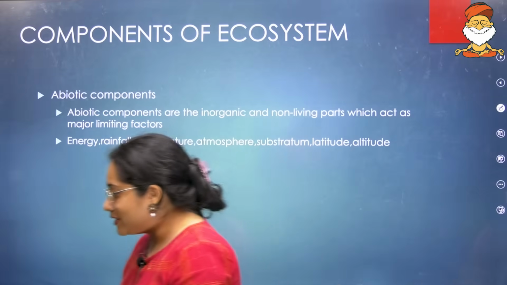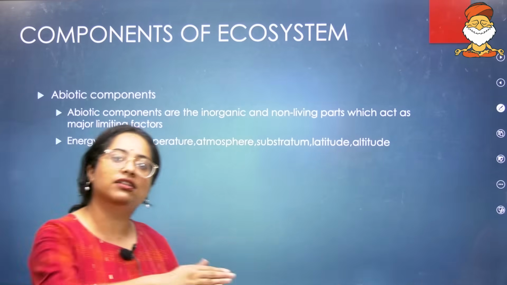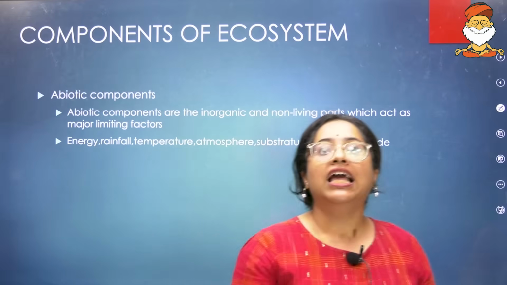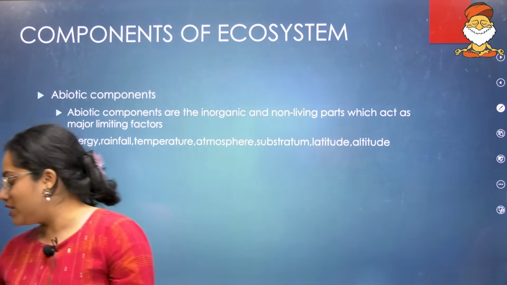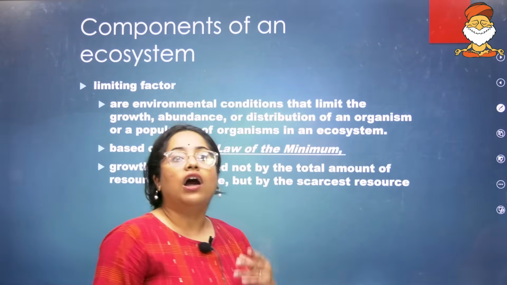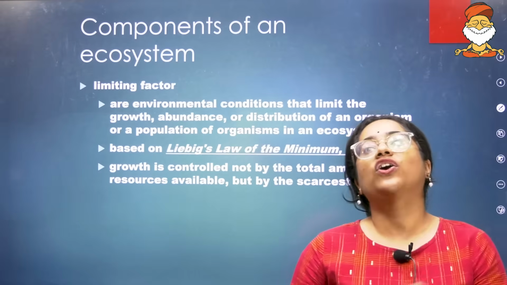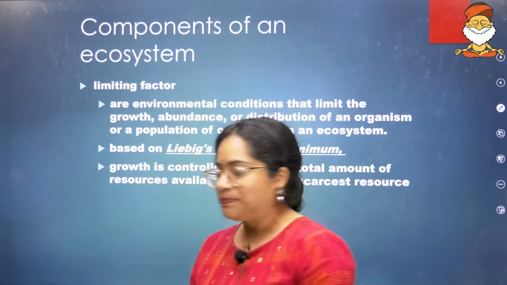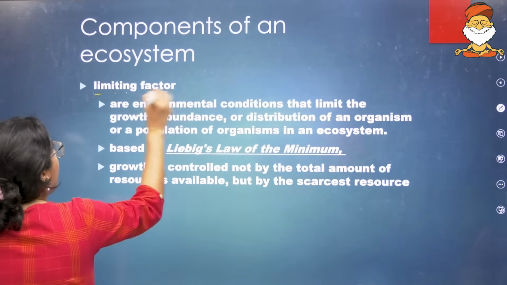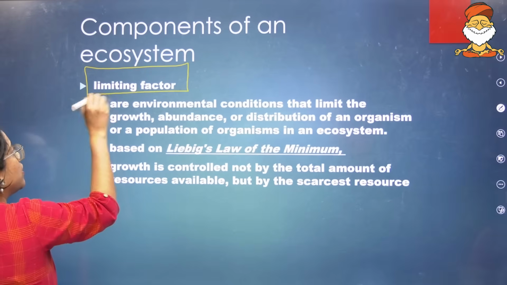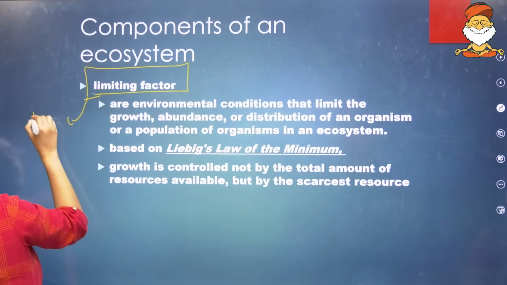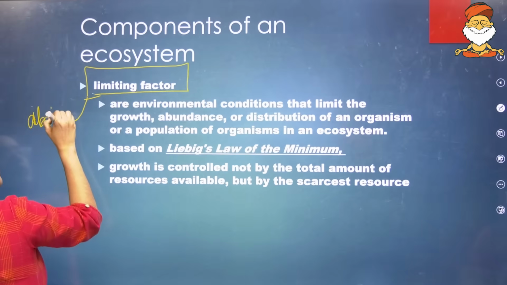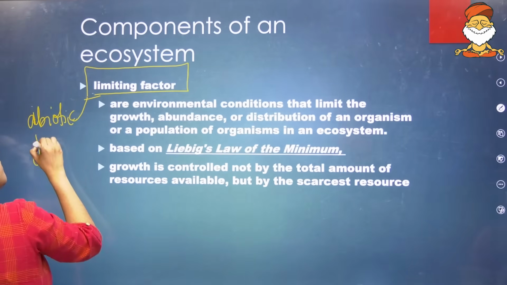So I just now told you there are biotic factors and there are abiotic factors. The abiotic factors are your energy, rainfall, temperature, etc. Now I have to introduce you to a word called limiting factor. Okay, limiting factor is a concept associated with your abiotic factor.